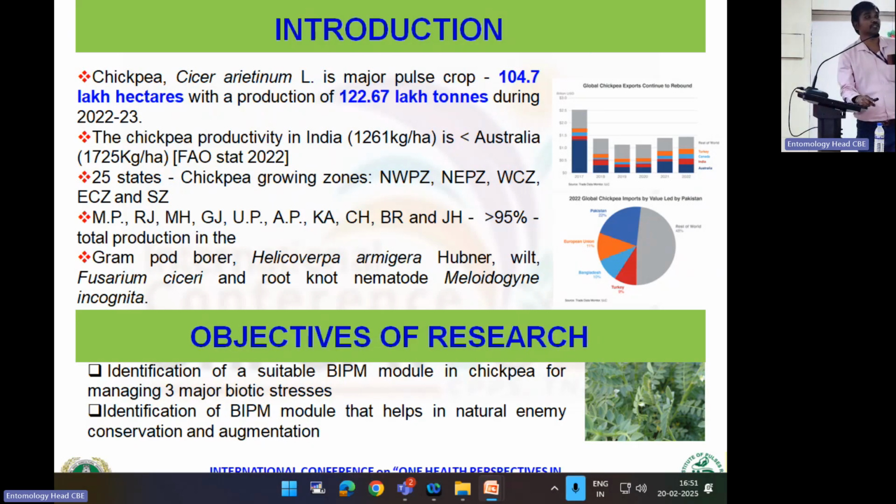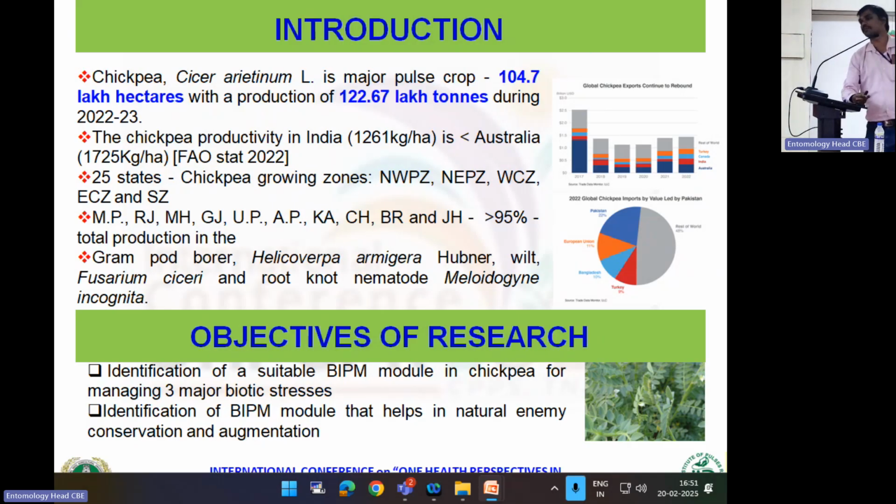When we see the productivity of India, it is only 1,261 kg per hectare, which is very low compared to Australia, which has around 1,725 kg per hectare in the global scenario. Moreover, it is one of the important export crops also. India is the second largest exporter of chickpea in the world, followed by Australia. The major importers of chickpea from India are Algeria, Turkey, UAE, followed by Pakistan and other Middle East countries.